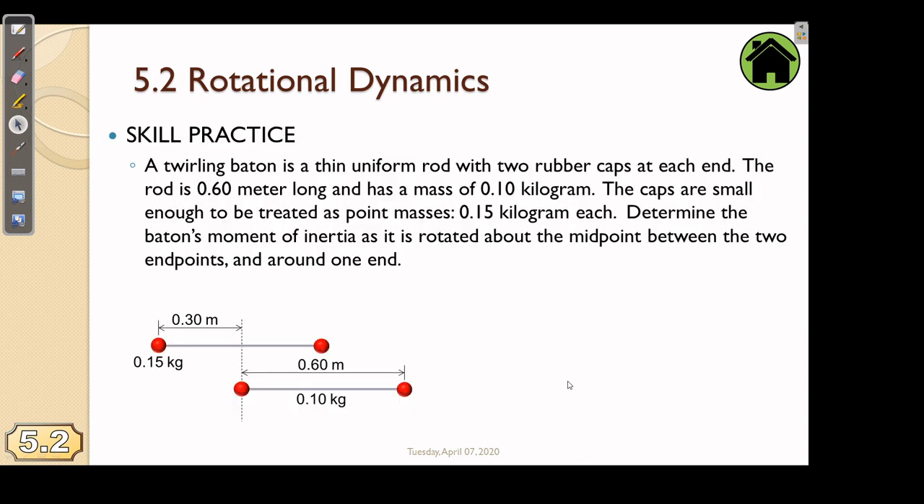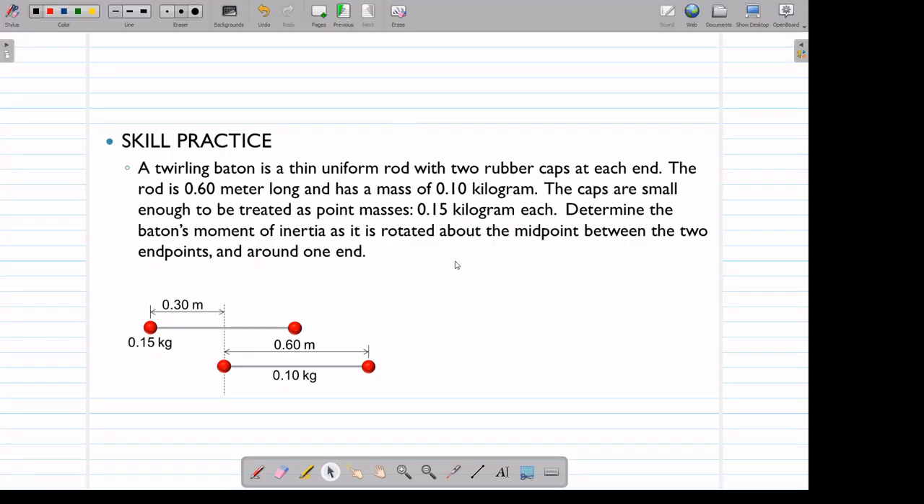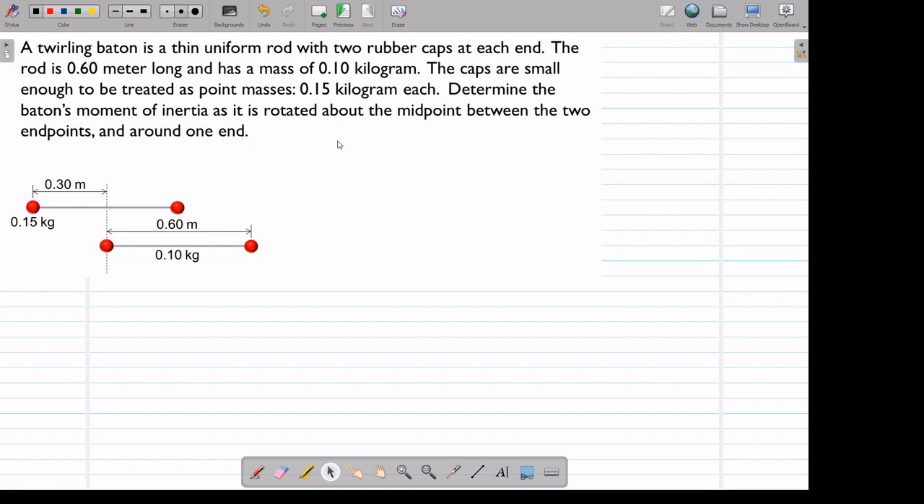All right. Copy this problem. This problem is going to take quite a bit of space to work out, so we'll go ahead and move it over to a fresh page. There we go. All right, so it says a twirling baton is a thin uniform rod with two rubber caps at each end. The rod is 0.60 meters long and has a mass of 0.10 kilograms. The caps are small enough to be treated as point masses, which are 0.15 kilograms each. Determine the baton's moment of inertia as it is rotated about the midpoint, so here, and around one end.